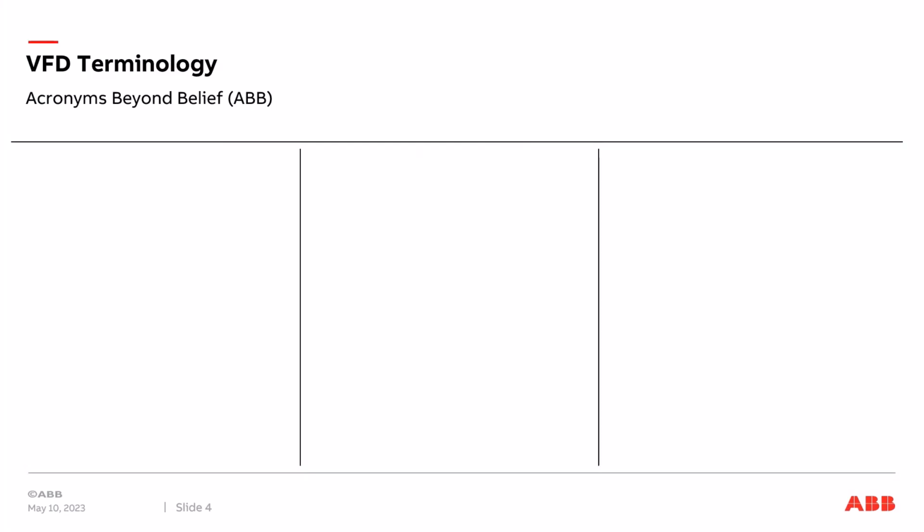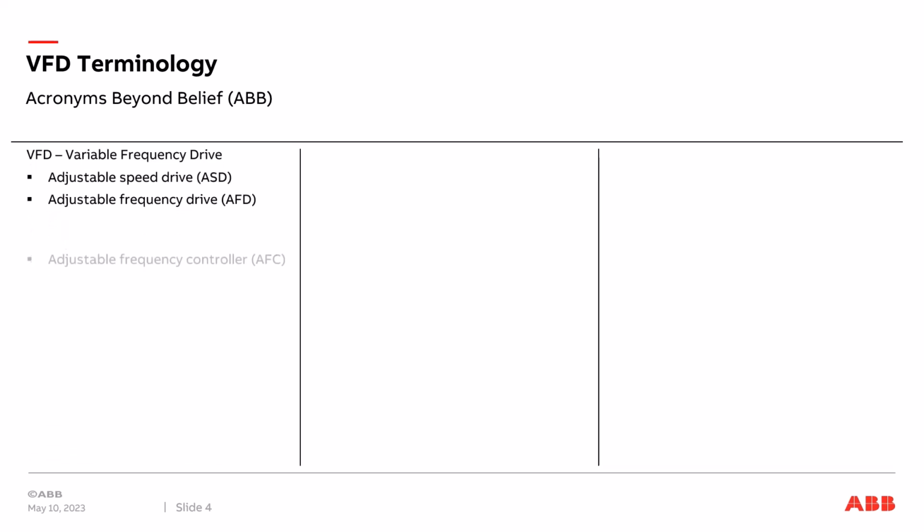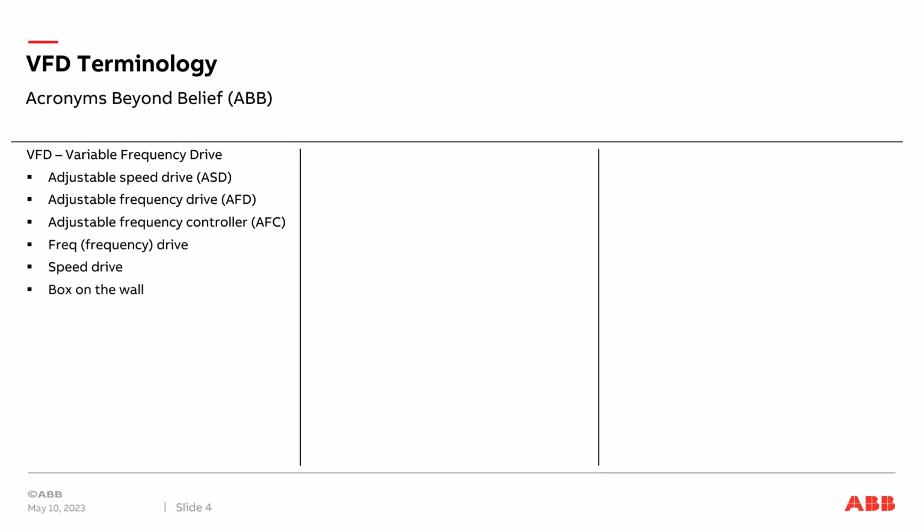VFD terminology. ABB, acronyms beyond belief. There's your joke for today. VFD is a variable frequency drive, also known as adjustable speed drive, adjustable freak drive, and so on and so forth. Sometimes it just gets called a box on a wall.